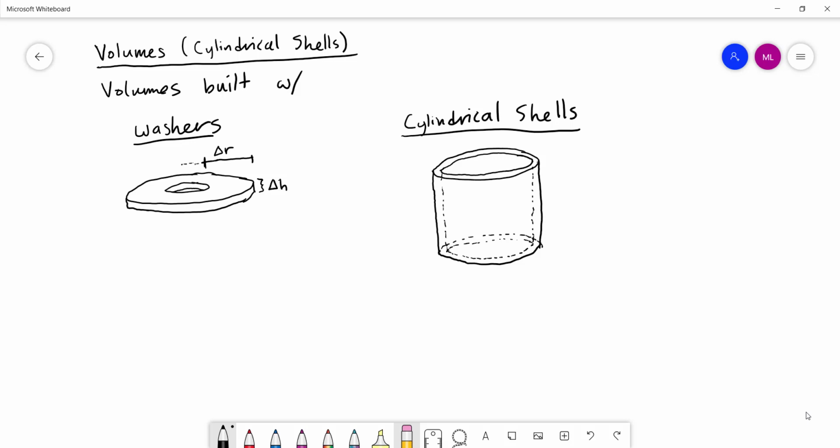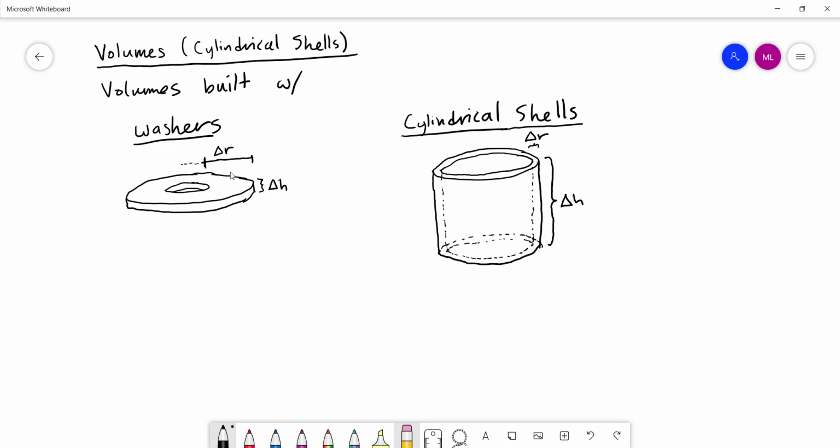In this case, here is our delta H, sort of our height, and now what we call delta R is really, really tiny. Our delta R is tiny in this case. It's sort of the wall thickness, if you want to think of it, of this tin can that's hollow at the top and the bottom. And this is the type of object we're going to use to build our solids in this case.